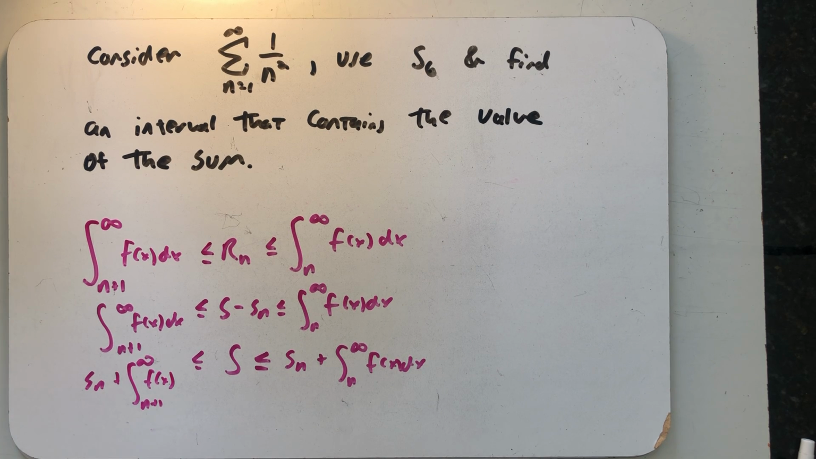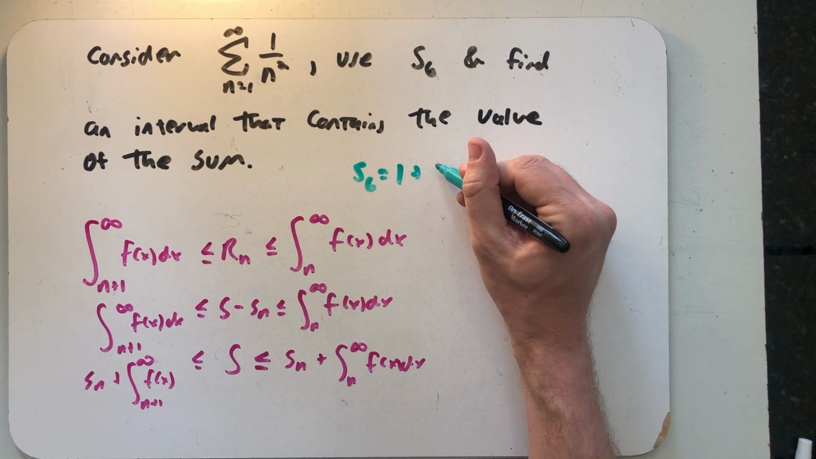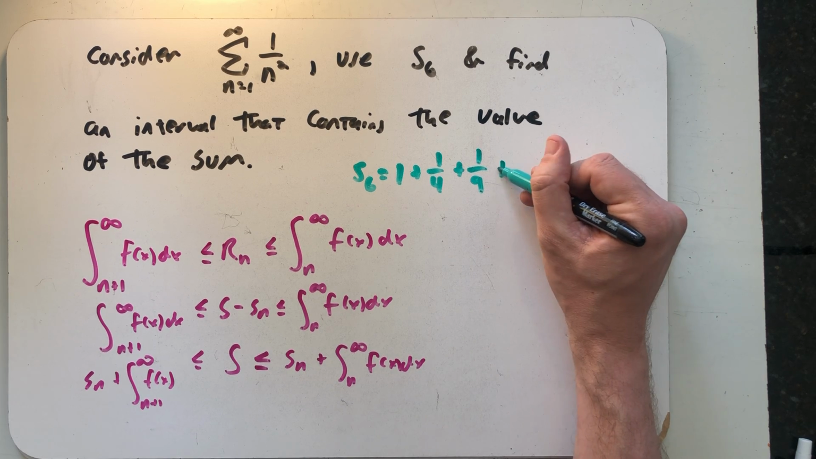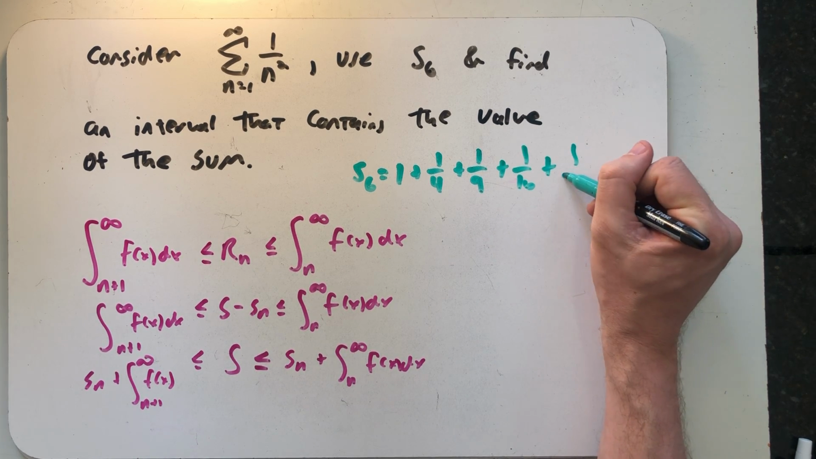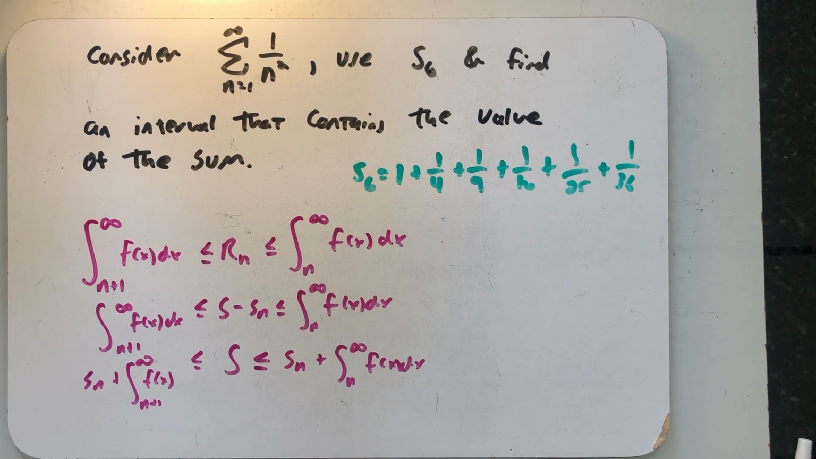So I need to calculate the sixth partial sum, because that's what I'm asked to do, and that will give me the s of n. And then I have two improper integrals to worry about to know what to add in the two places. Let's find that value of the sixth partial sum first, since that will be, I think, a very straightforward piece of this problem. So s sub 6 would be 1 plus 1 over 4 plus 1 over 9 plus 1 over 16 plus 1 over 25 plus 1 over 36. The sum of the first six reciprocal squares.